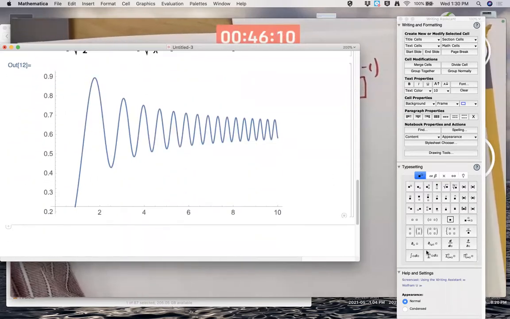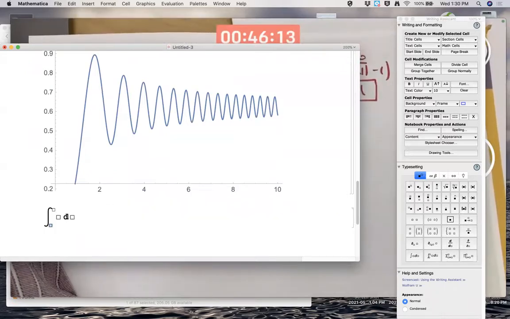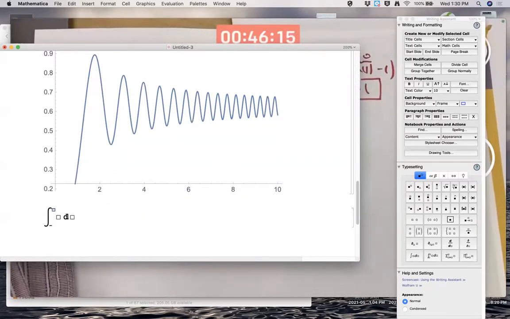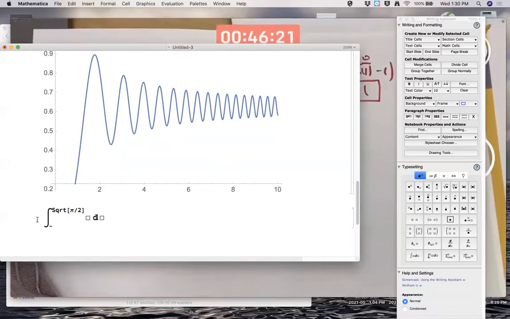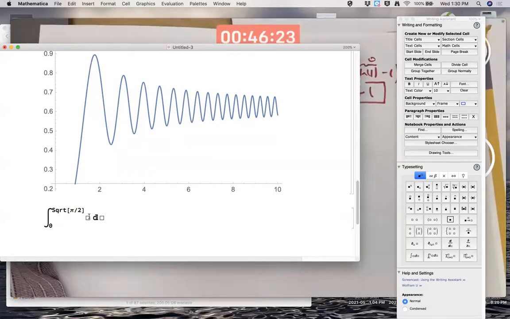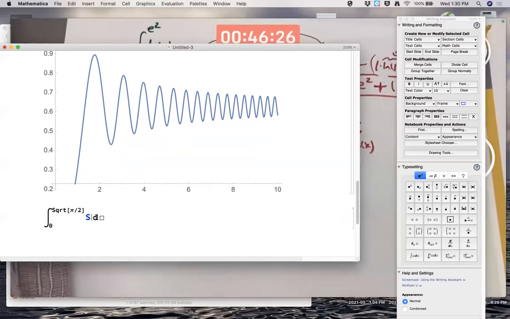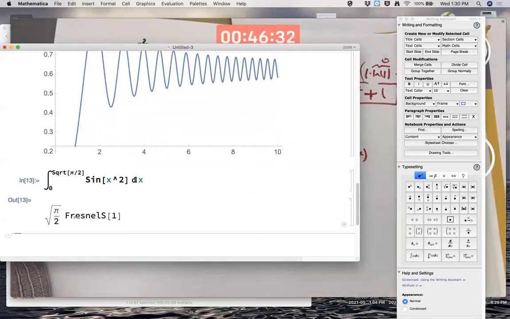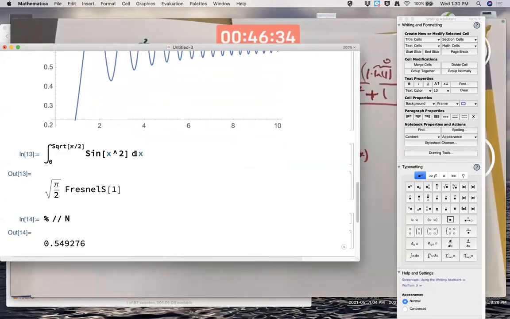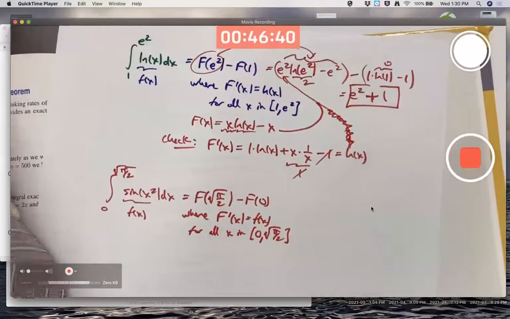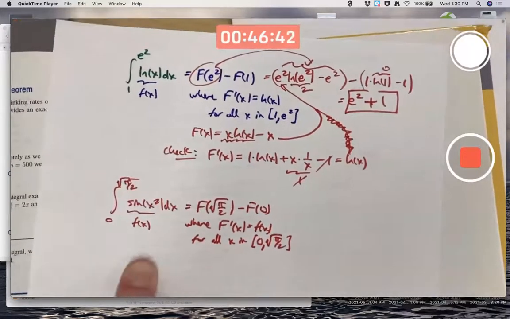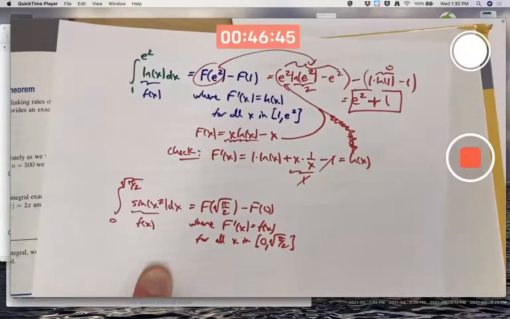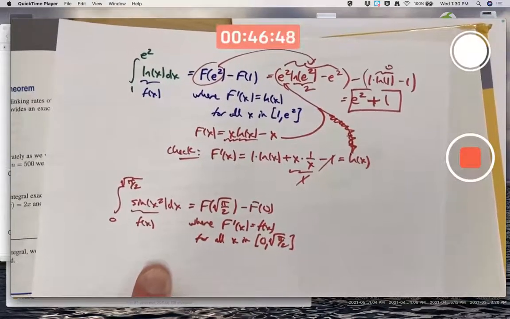So does that mean that integral can't be done? The integral can be done. It's just that the answer depends on FresnelS. Though maybe it can be simplified. Okay, involving FresnelS of 1. The answer is about 0.549276. The fundamental theorem of calculus is still true. It's just not very helpful because the answer involves FresnelS.